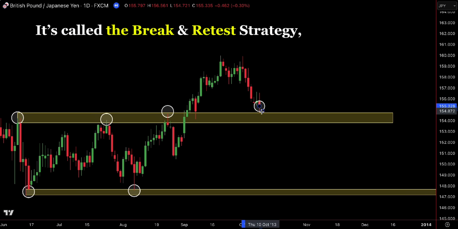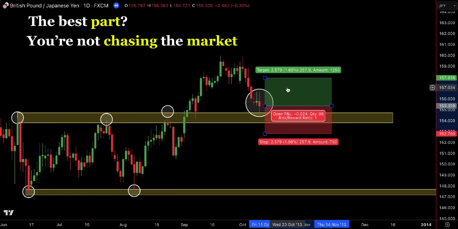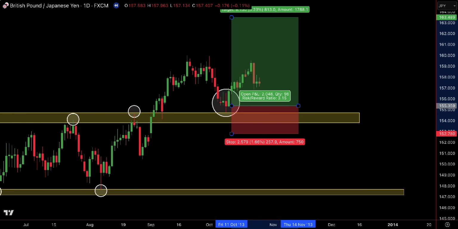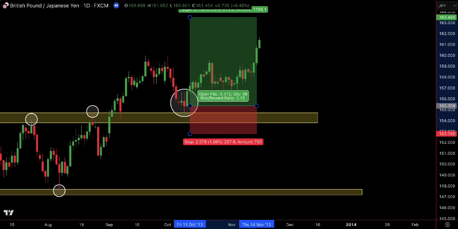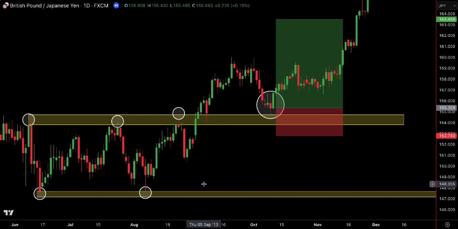It's called the Break and Retest Strategy, and it's one of the most reliable ways to trade using support and resistance. The best part? You're not chasing the market. You're waiting for price to come back to a key level and confirm a trade setup, just like professional traders do. Let's break it down step by step.